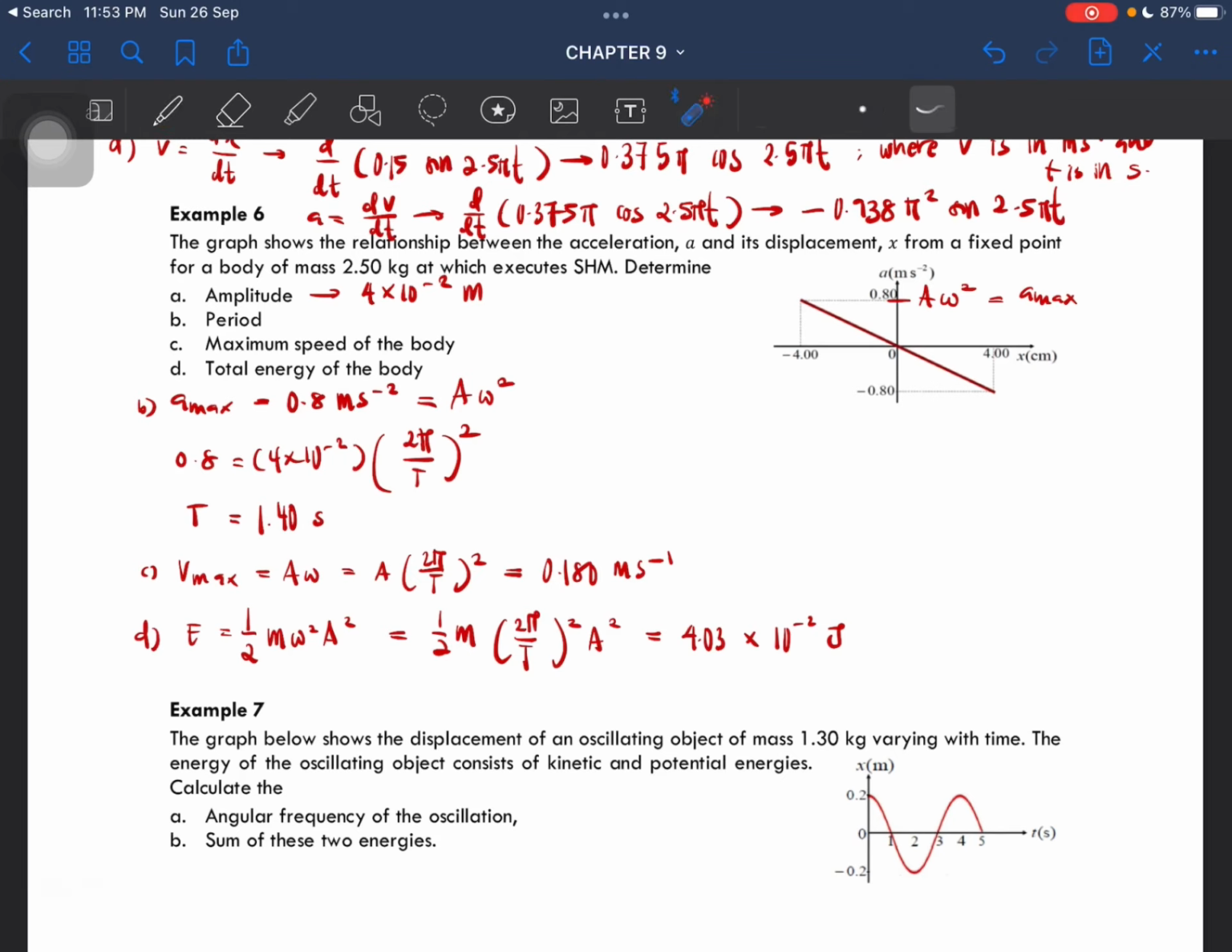Oh, before that, make sure you pay attention to the unit given in the graph. For example, this one is centimeter, but this one they give us in meter per second square. So if they ask for the amplitude and you put 4 meter, it is wrong, automatically wrong, because it's written clearly here that it is in centimeter. Right, okay, so that's the end for example number 6.